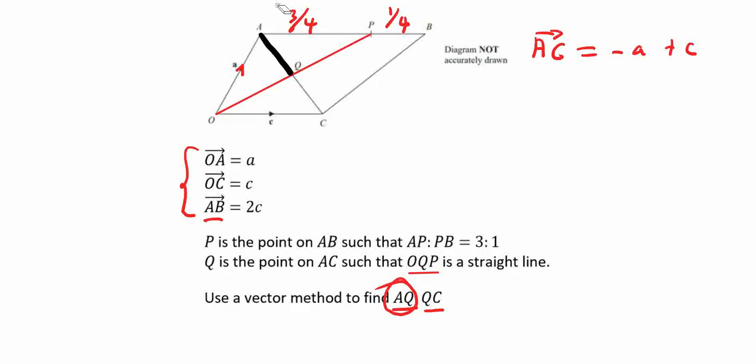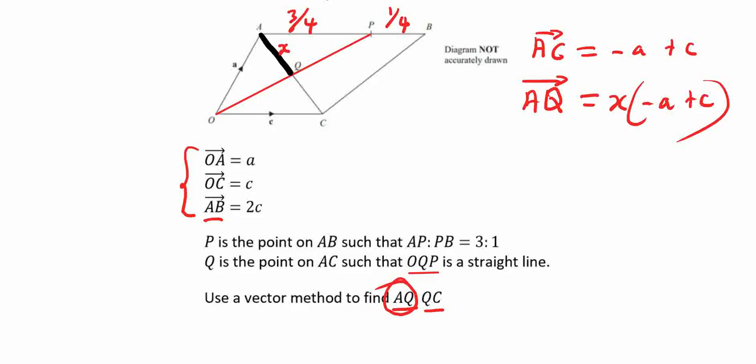Now remember that we want to write an expression for AQ. So vector AQ is a fraction of AC. We can assign a variable to that fraction. So let X be the fraction of AC. All right, so AQ automatically becomes X times AC, which is negative A plus C.